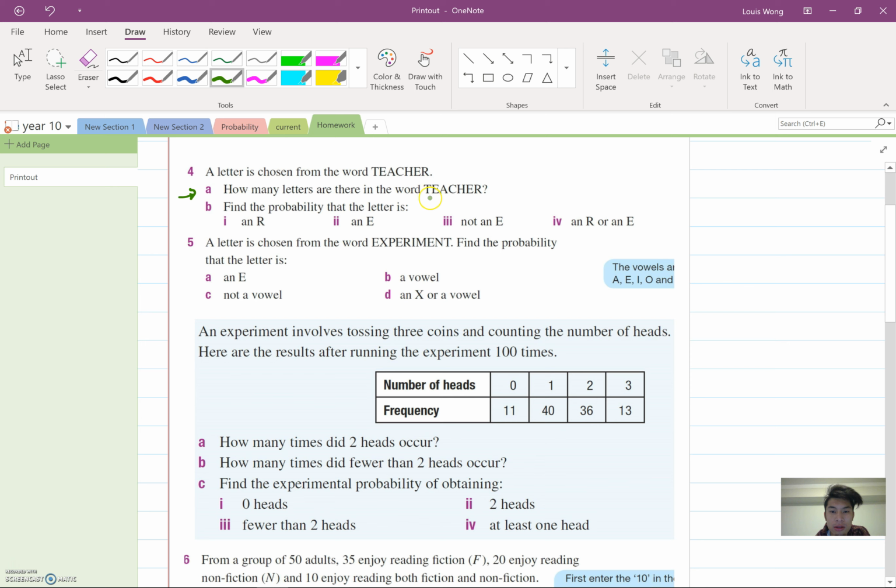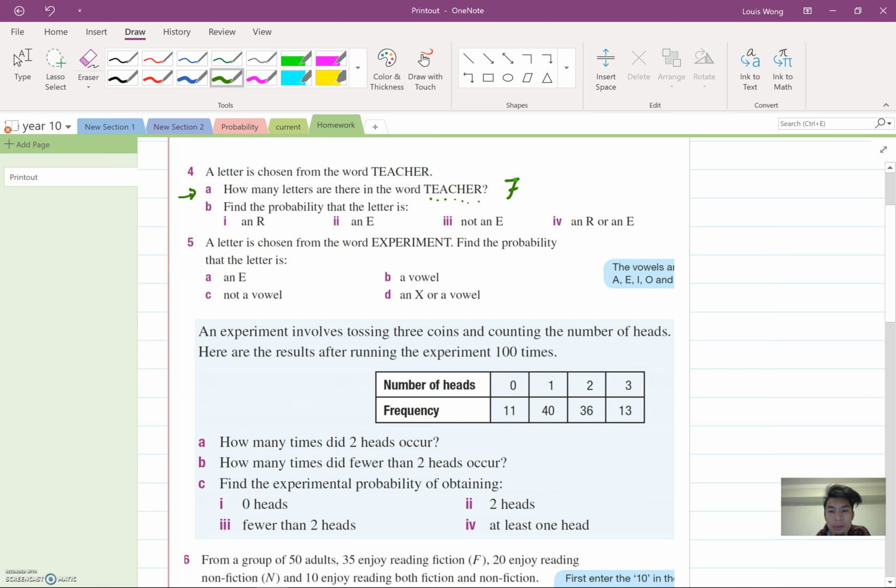Okay, so let's go through every second question of the homework. We're starting off with this one. We actually do need part A in order to get the rest of the questions, so I'm going to do that one. How many letters are there in the word teacher? That's 1, 2, 3, 4, 5, 6, 7. And we need to know this number because this is the total.